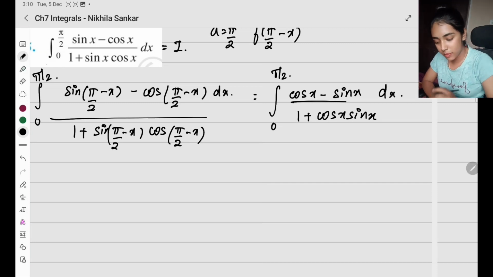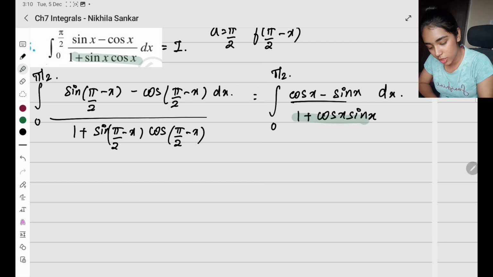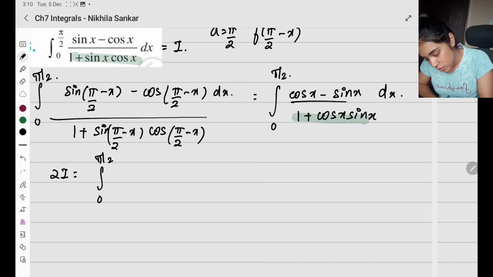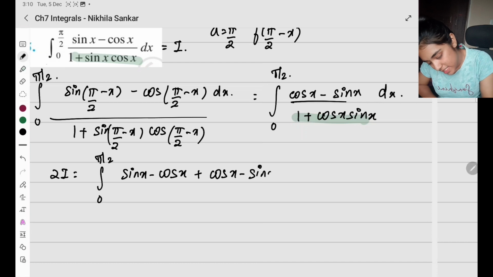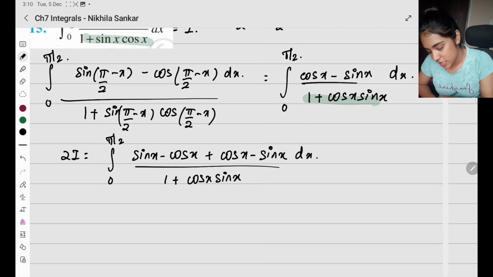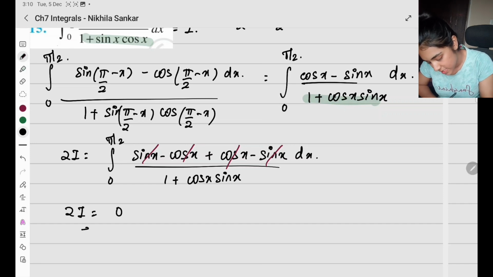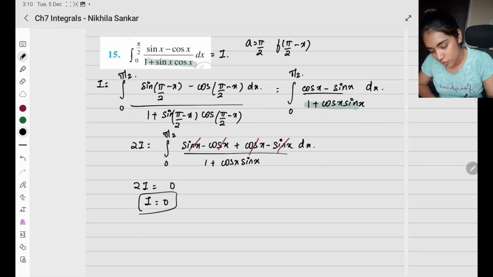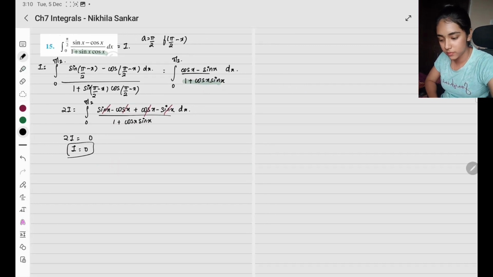I see that the denominators are the same. Correct? Here the denominator is the same, so I can add the two. So 2I equals integral 0 to pi by 2 of sin x minus cos x plus cos x minus sin x divided by 1 plus cos x sin x times dx. So the numerator completely becomes 0. Sin x and cos x get cancelled. So 2I equals 0 and I equals 0. So my answer is 0. Okay, please copy.